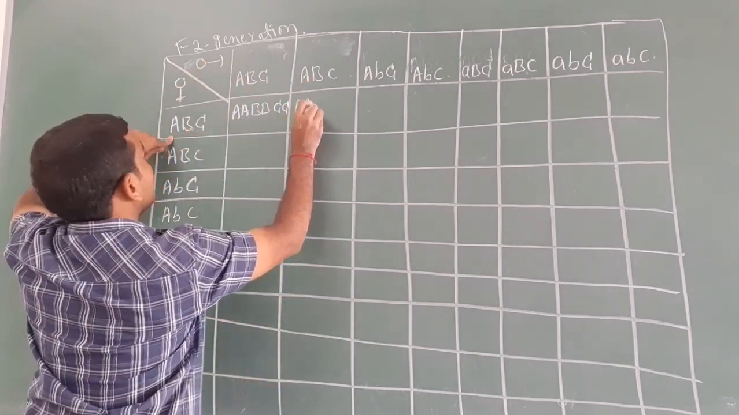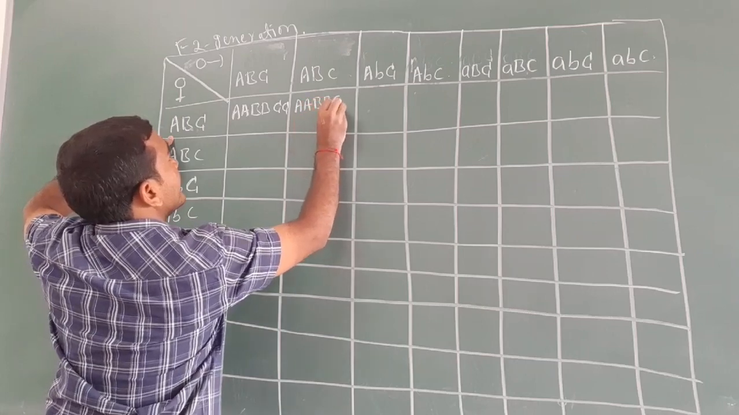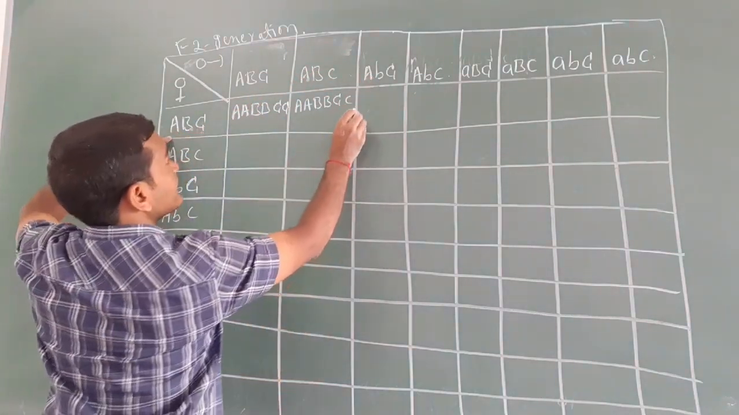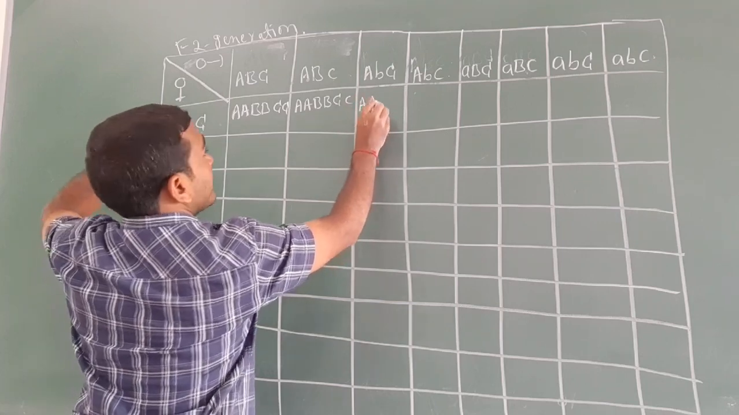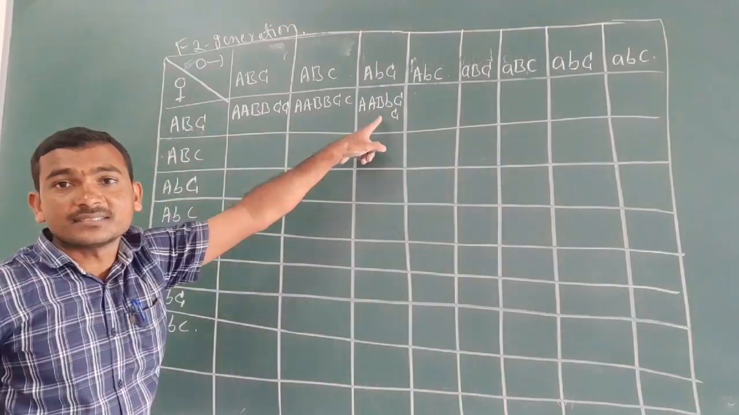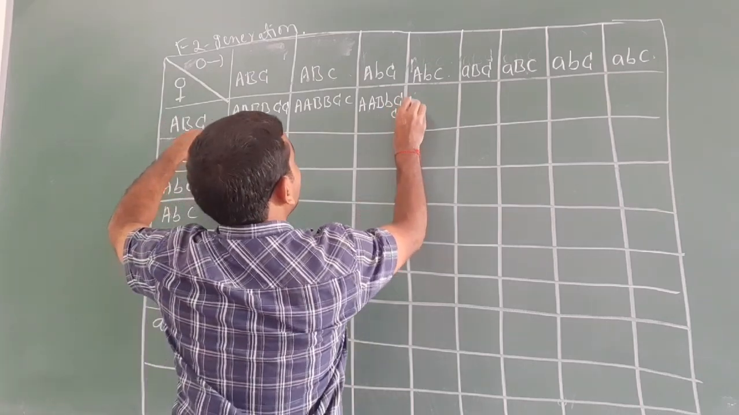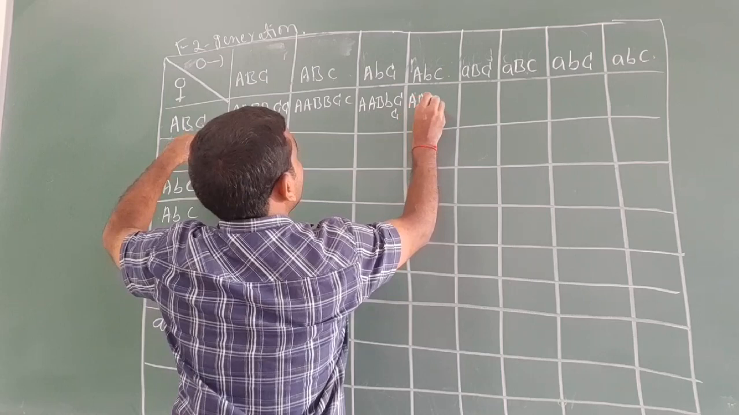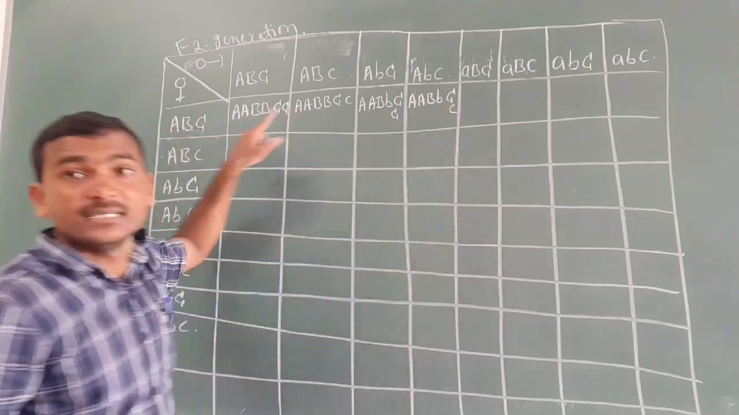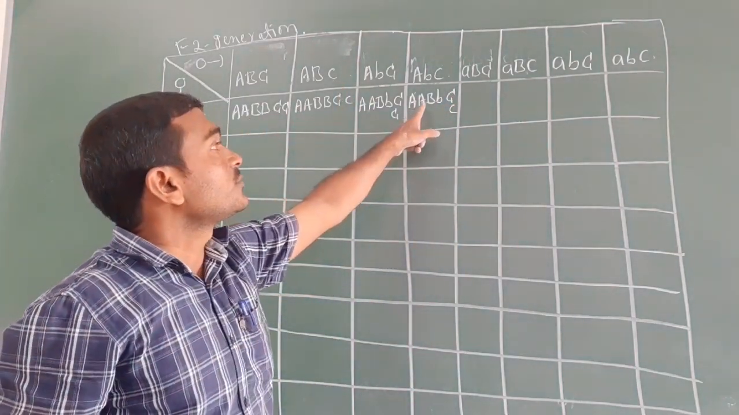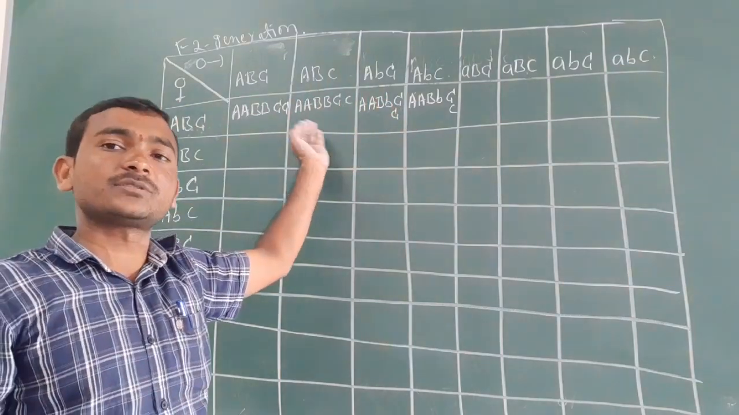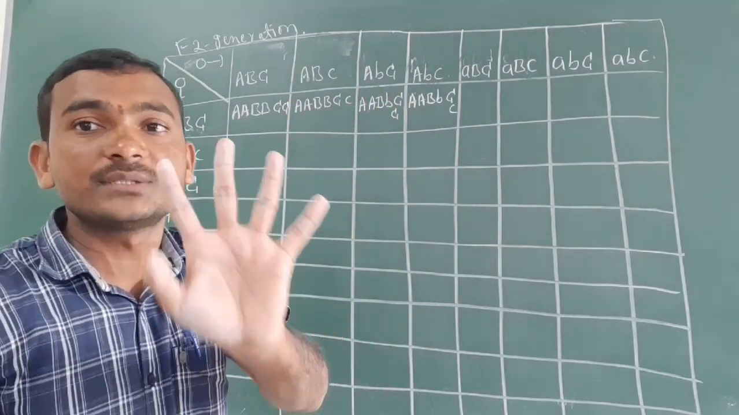Capital A, capital A, capital B and capital C and small c, this and this we combined. Now this is combined: first capital A, capital B and small b, capital C and capital C. So like that. Next, capital A, capital B and small b, capital C and small c. While writing, remember one thing: first we write the dominant one, then the recessive one. That means first capital, then small. Writing first small and then capital is also no problem, but we get a little confused, that's why I am saying it like that.